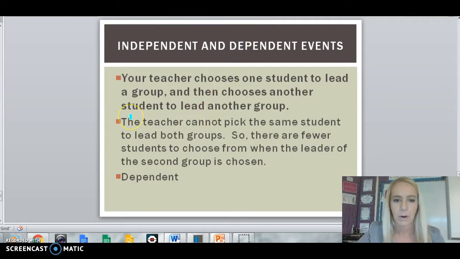Now, an example of a dependent event. Say, for example, your teacher chooses one student to lead a group and then chooses another student to lead the group. The teacher cannot pick the same student to lead both groups, so there are fewer students to choose from when the leader of the second group is chosen. So this is an example of a dependent event. If I picked one student from the class and then picked another student, because I removed one student from the group, the probability changes. So therefore it is a dependent event.